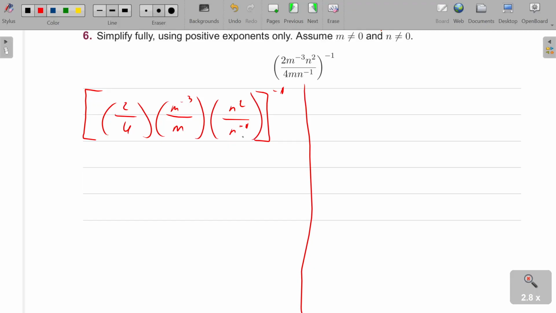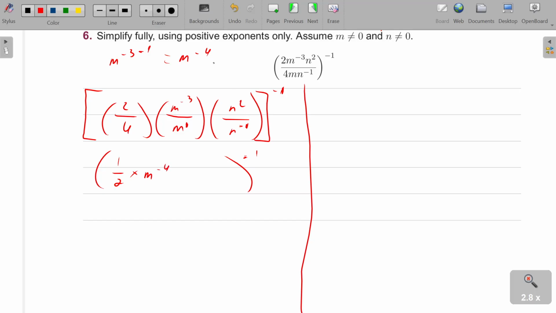Now I've matched everything up, so I can simplify each block individually. Since the brackets will be disappearing, let me do that. This is 2 over 4, the same as 1 over 2, multiplied by m to the power of -3 divided by m. When you divide, we subtract the exponents because they have the same base. There's an invisible 1 here, since any number to the power of 1 stays the same. So that's m to the power of -3 minus 1, giving m to the power of -4.